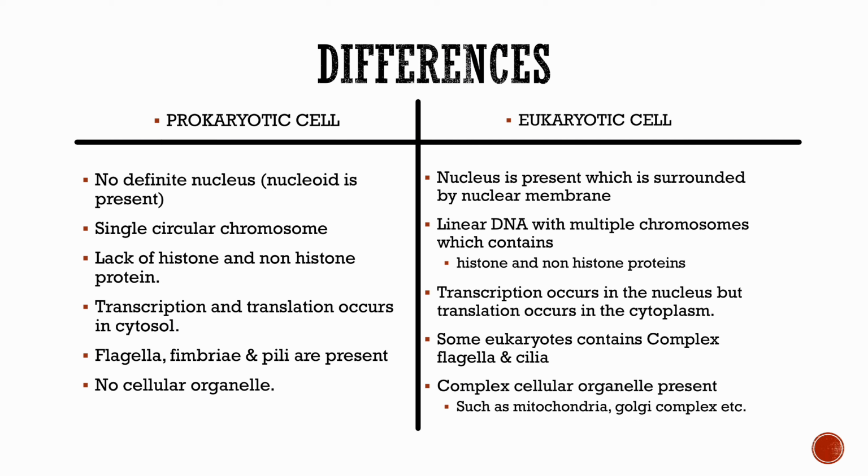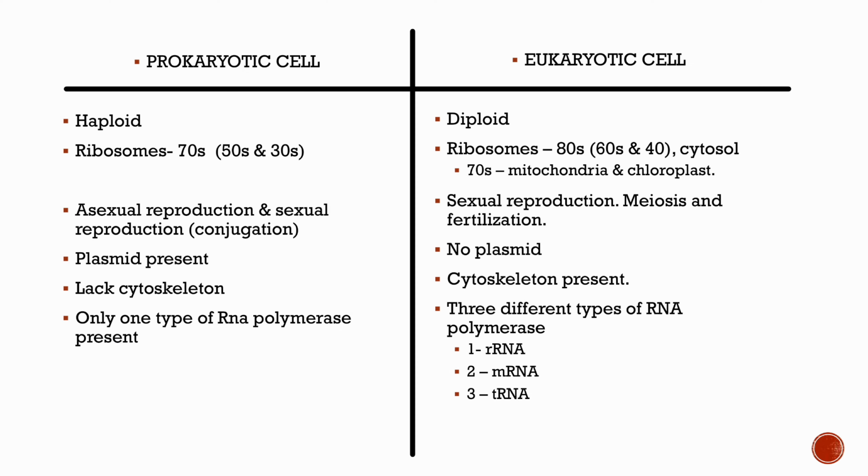They are mitochondria, chloroplast, Golgi complex, endoplasmic reticulum, peroxisomes, lysosomes, etc. Prokaryotes are haploid in nature and hence contain a single set of chromosomes, while eukaryotes are diploid in nature and hence contain two sets of chromosomes.